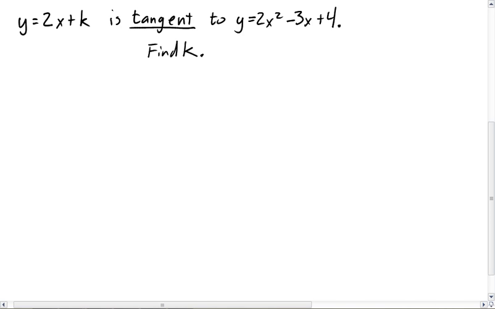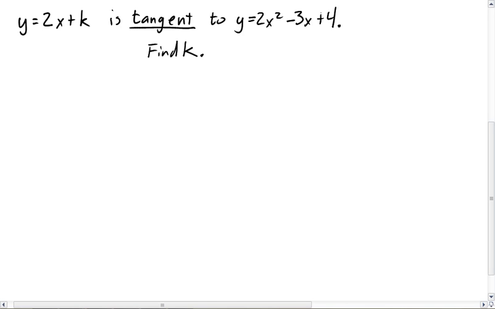Alright guys, I want to look at one more interesting quadratic problem. It's solving as a system. So here we've got y equals 2x plus k. I know it's a linear graph with a slope of 2, but I don't know what the intercept is, and it's tangent to y equals 2x squared minus 3x plus 4.